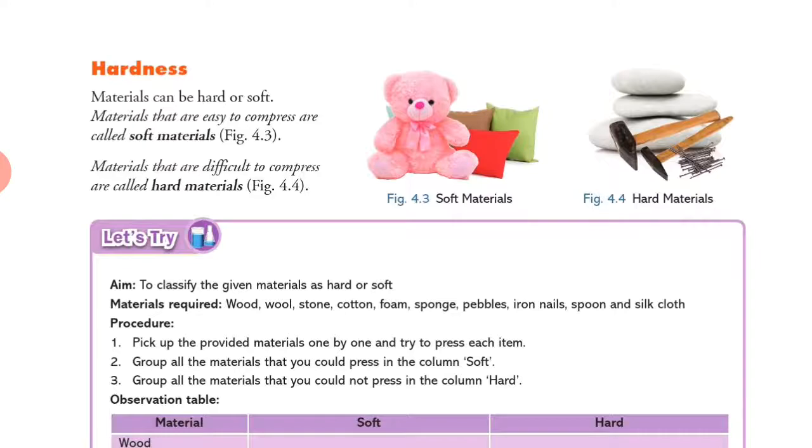Okay, so materials that are easy to compress are called soft materials, and materials that are difficult to compress are hard materials. Whenever you take a teddy bear, if you try to compress it, you can easily do that. But if you try to do the same thing with a stone or some iron object, you may not be able to, or it will be very difficult to compress. Those are placed in the category of hard materials.